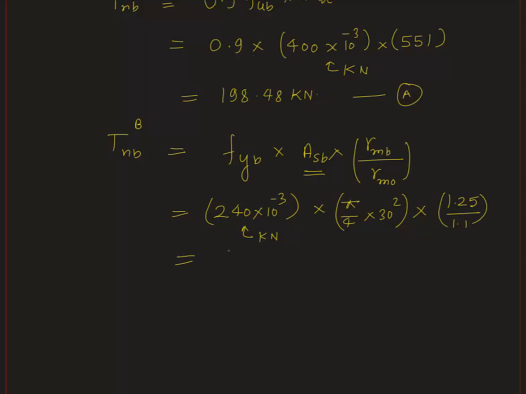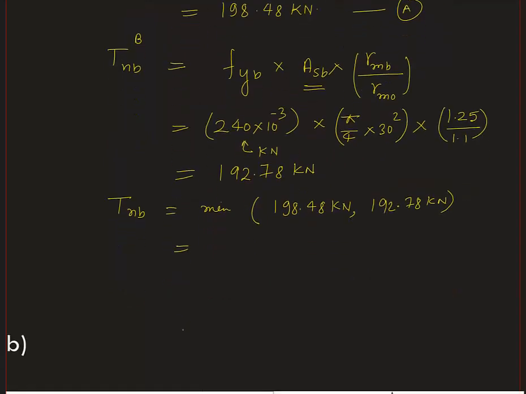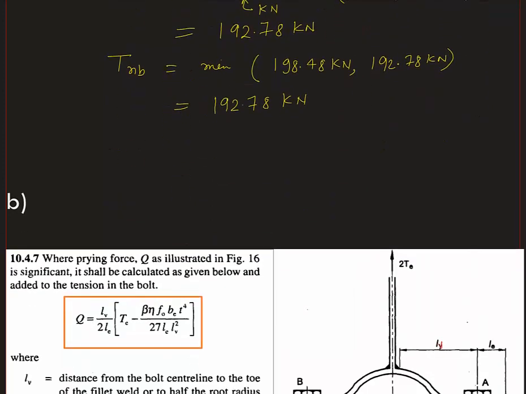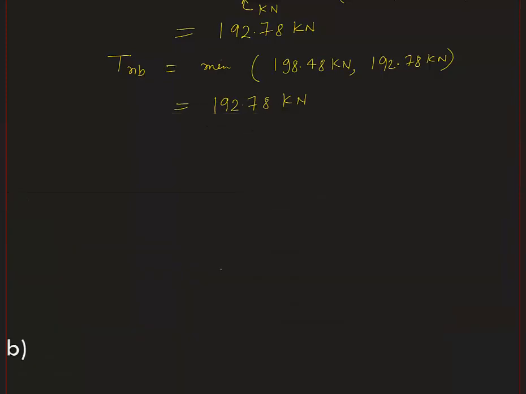So if I plug in all these values, this comes out to be 192.78 kilonewton. So I have to find T_nb, that is the minimum of these two. So the minimum of 198.48 kilonewton and 192.78 kilonewton. So this value will be 192.78 kilonewton.